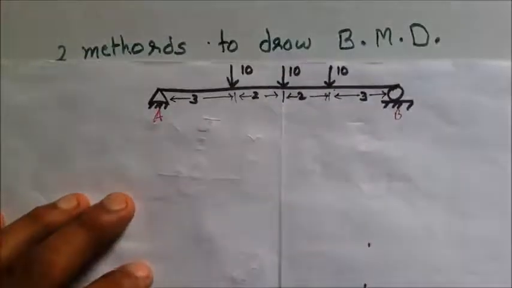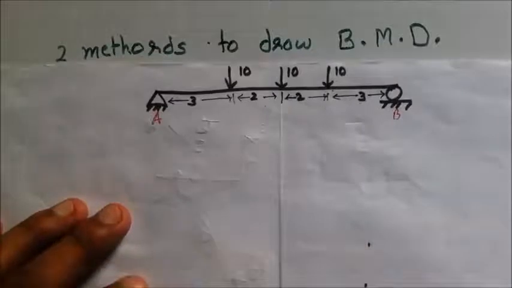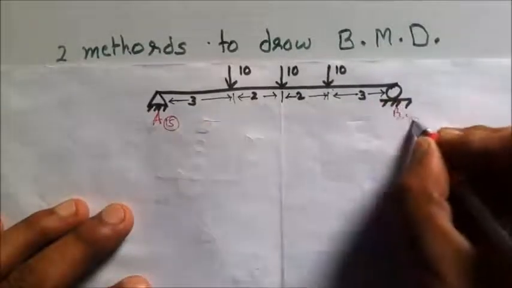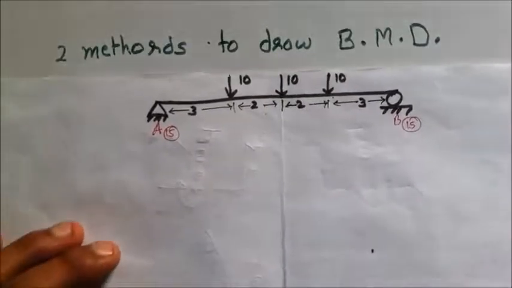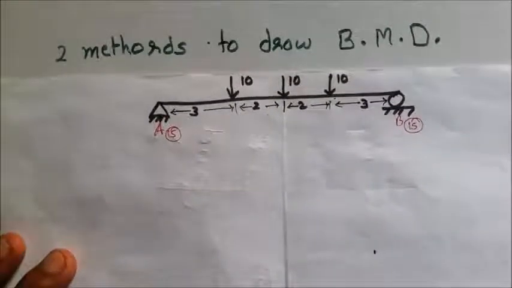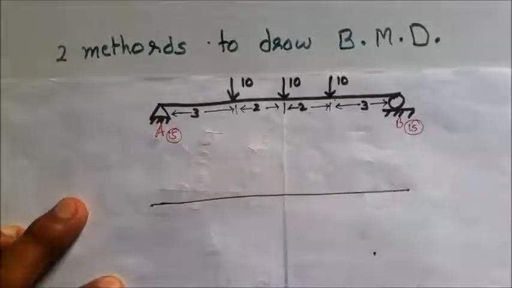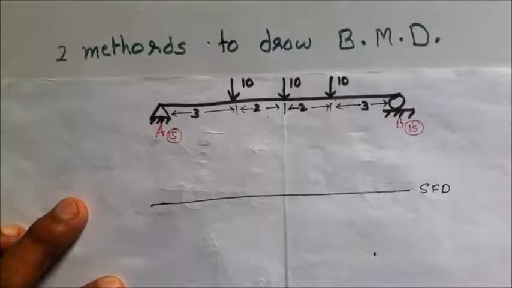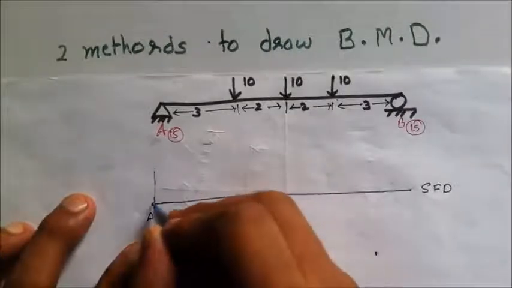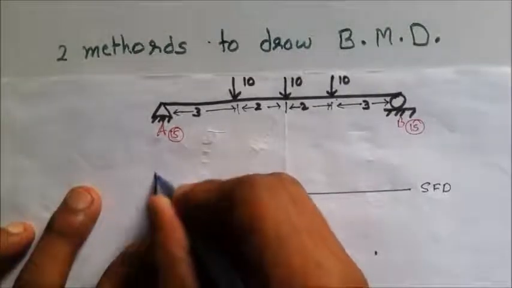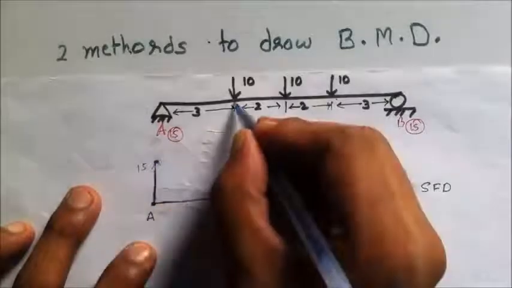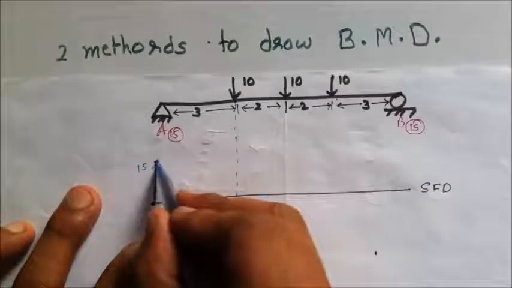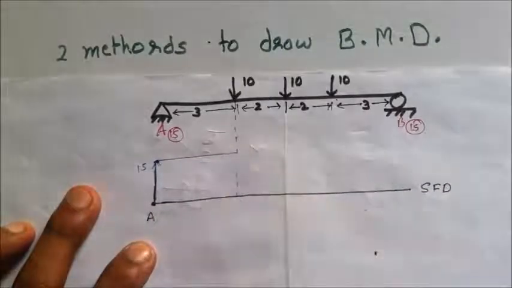Now since we are having both of the reactions Ra and Rb as 15 kilonewton, I must put 15 and 15 there. Now drawing a reference line for shear force diagram. This is my reference line for shear force diagram. I must draw the shear force. At point A, I am having a 15 kilonewton upward force, so I will be drawing a 15 kilonewton force. Then from A to the first loading point, I am having no alteration in the force, so the line will be going straight towards the first loading point.